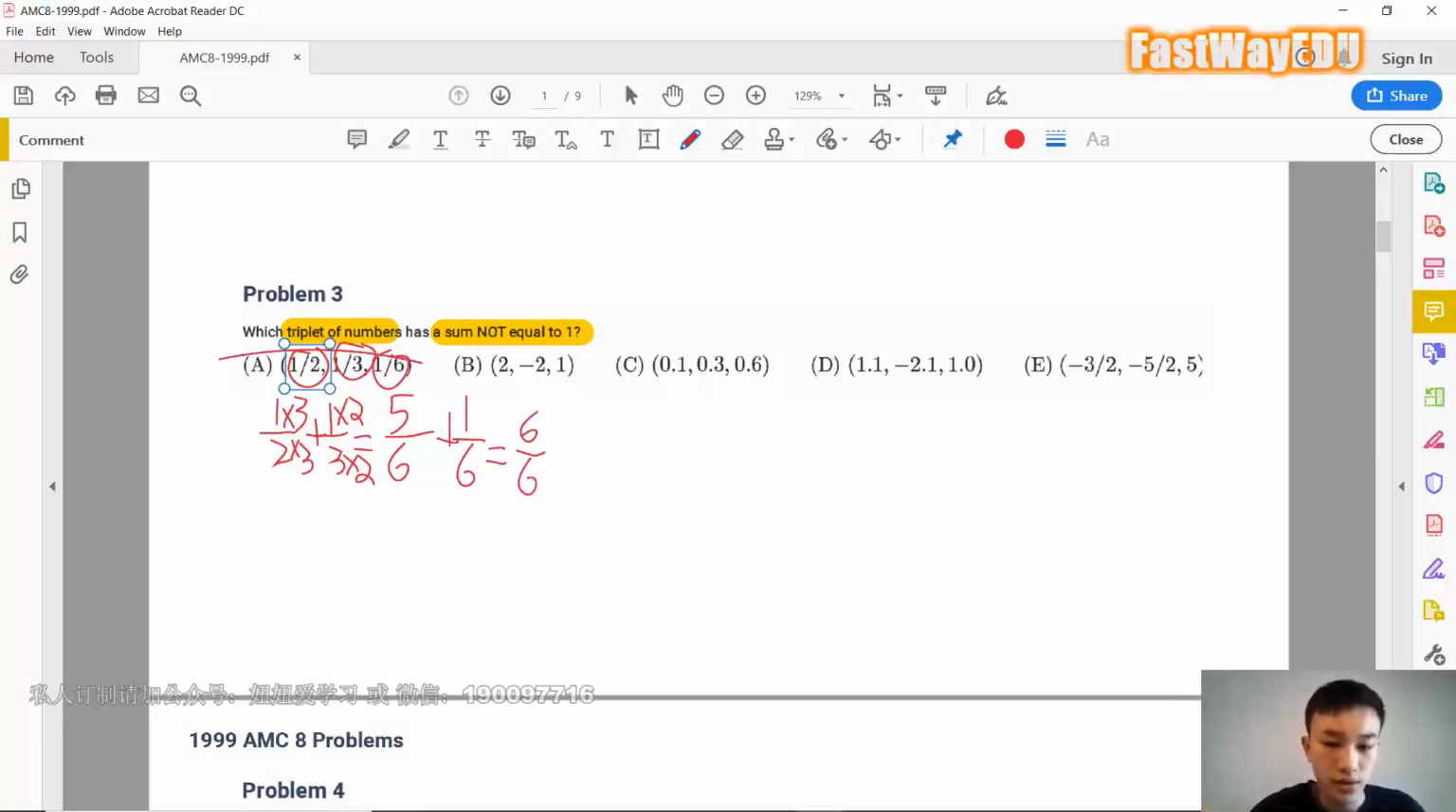So let's look at B. That's 2 plus negative 2 plus 1. The 2 and the negative 2 cancel out, that's 1. B is also out. Let's try C. 0.1 plus 0.3 plus 0.6. Let's ignore the decimal for now. So that's going to be 1 plus 3 plus 6.